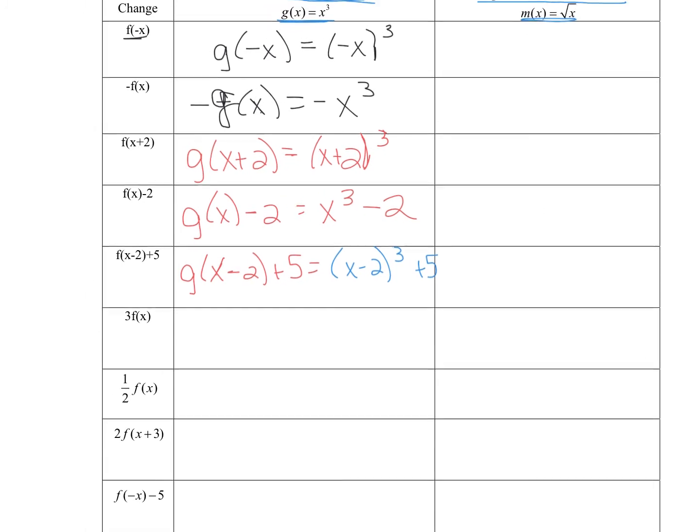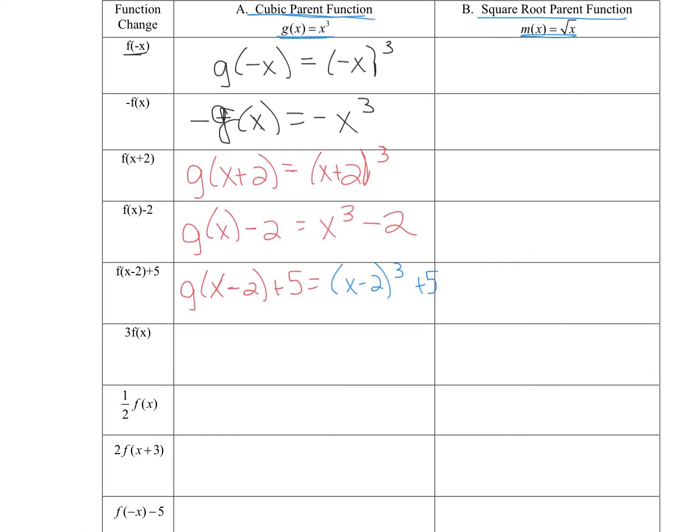Moving down the page, now we have multiplying by a function. So this is 3 times g of x. So that's 3 times x cubed. I can put it in parentheses. It's a monomial though, so it really doesn't make a difference. I wouldn't have to distribute if I was simplifying.